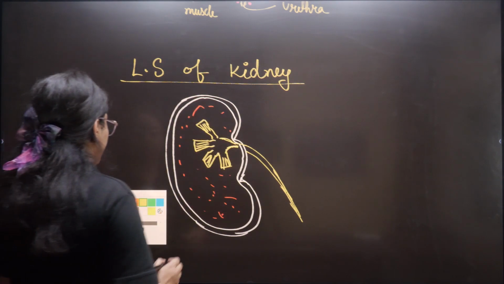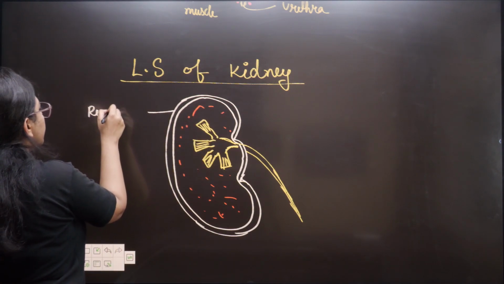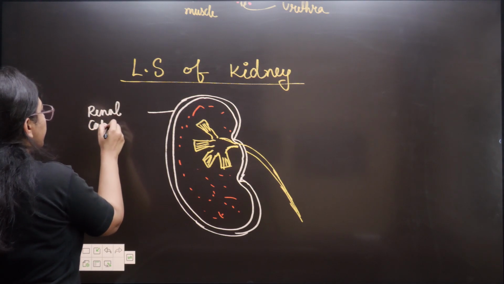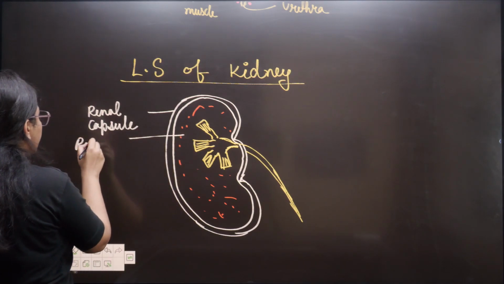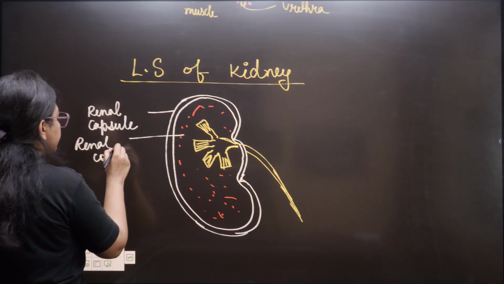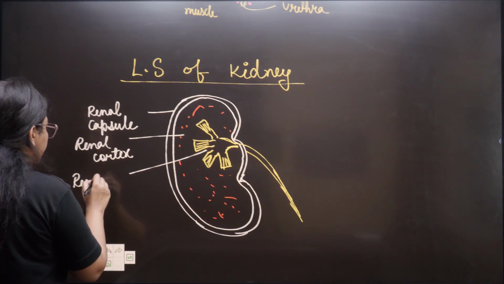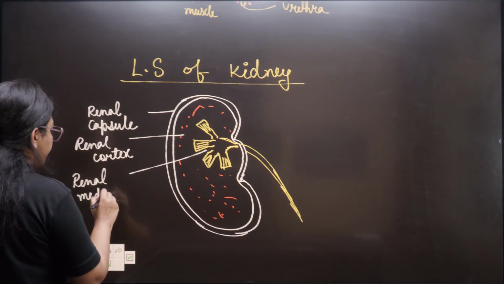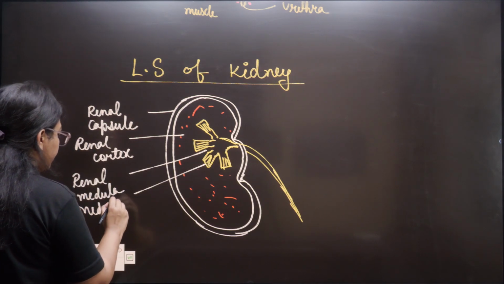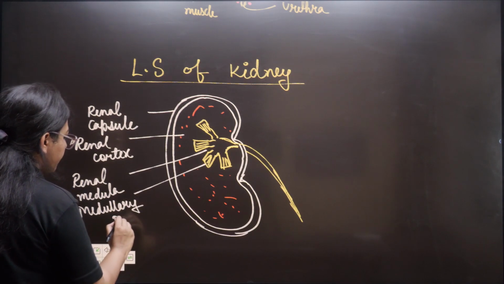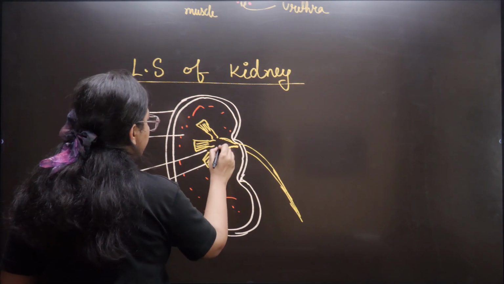Now just label it. So first is this one. The first is renal capsule. Okay, the second part is renal cortex. Okay, renal cortex, and then the inside part is renal medulla. Now this is medullary pyramid. Pyramids. Okay, this is the opening.